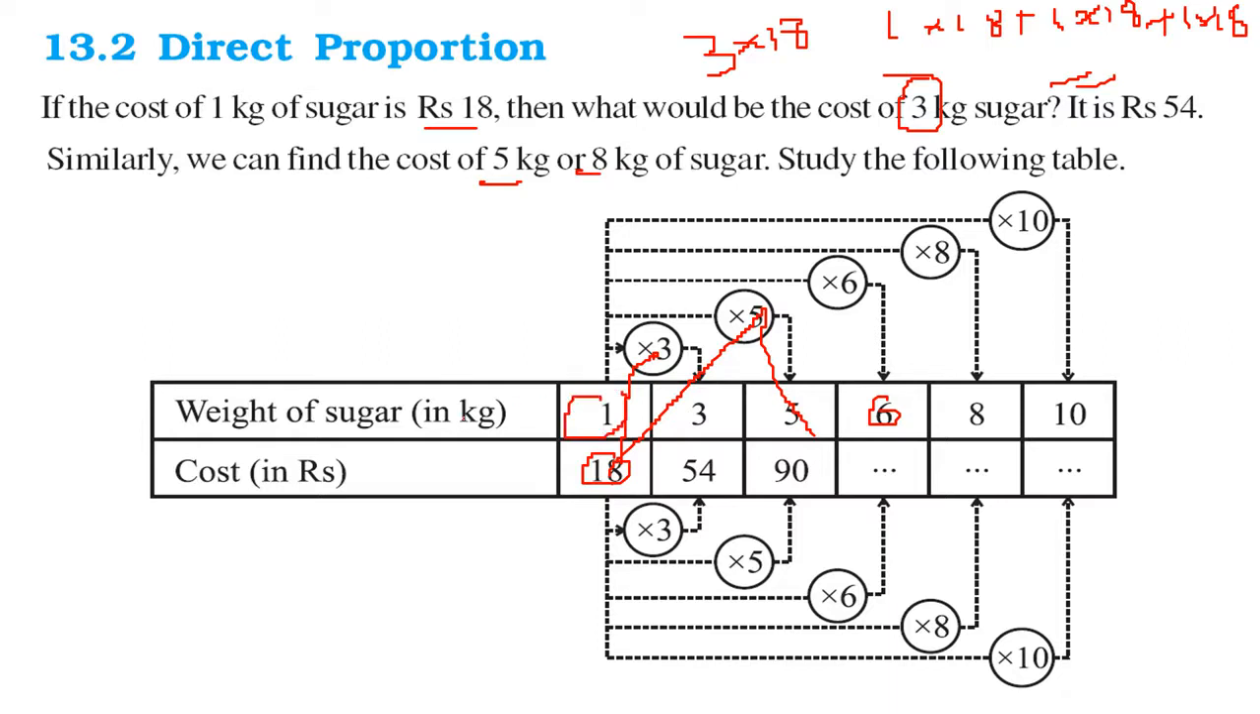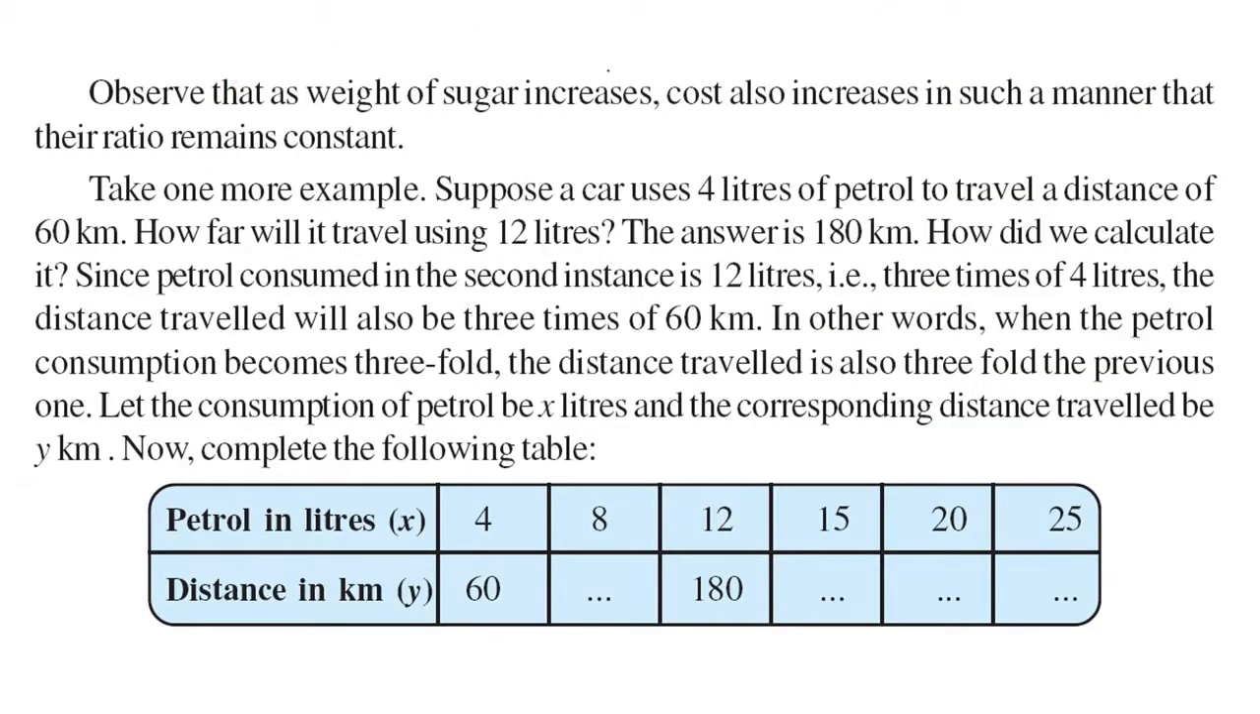This is the price: the cost of sugar for 1 kg is 18. So if you take kg as a unit, for 1 unit the cost is 18. For any number of units you just have to multiply. So as the weight of the sugar increases, the cost also increases. But one thing you should really observe is that the ratio remains constant. Let me take some more examples.